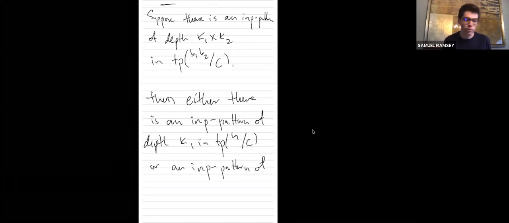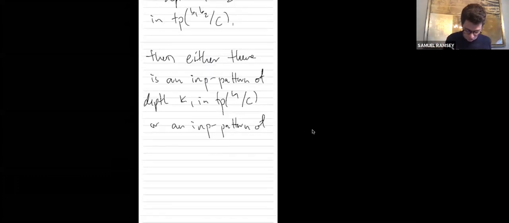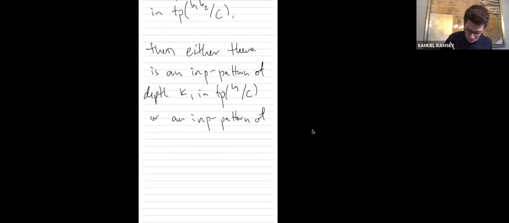So Artem wrote a paper and he called it depth, and then I wrote a paper and I called it height, without paying attention. And then I refereed a paper recently that called it width. I guess it depends on how you draw the picture. So you can call it whatever you like. Size makes sense, but an IP pattern of depth kappa 2 in the type of B2 over B1C. So these are the options.